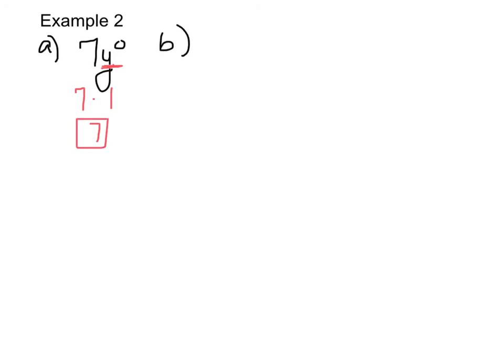Example B. Negative 5, x to the power of 0. What would your answer be? It'd be negative 5.